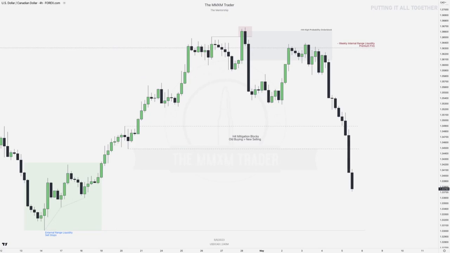Back to that 4-hour, we had that beautiful market maker sell model, and there are multiple opportunities to get in. We have those mitigation blocks where you can get in. You can get in on that high probability order block over here. And as long as your long-term perspective, intermediate term perspective and short-term perspective are in line with each other, it tends to have a very, very high probability for a successful trade setup. And also important, time, that 8 a.m. to 12 p.m. window, very important.